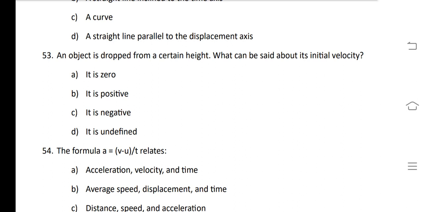Our next question, an object is dropped from a certain height. What can be said about its initial velocity? Its initial velocity will be 0. So rest of the questions will be discussed in the next video.